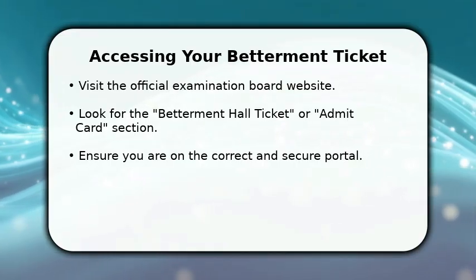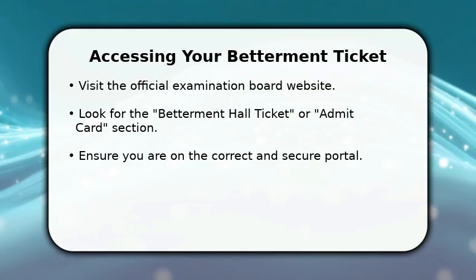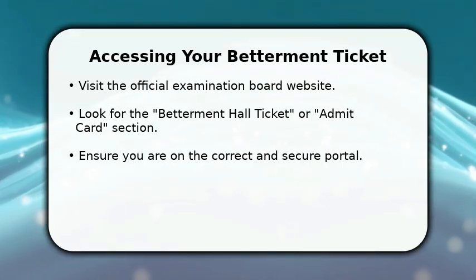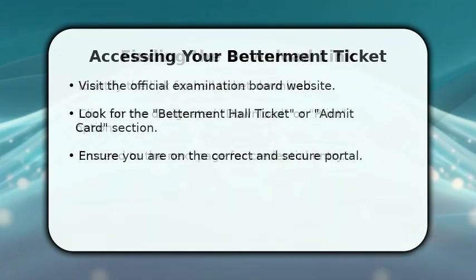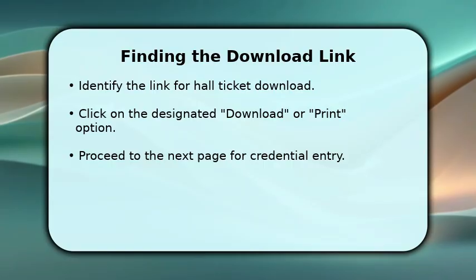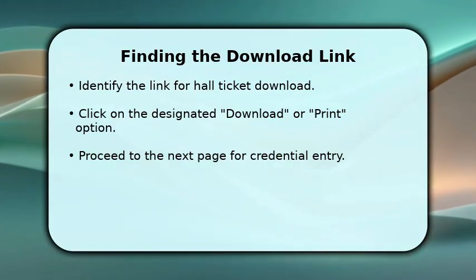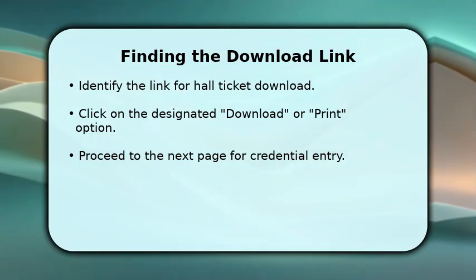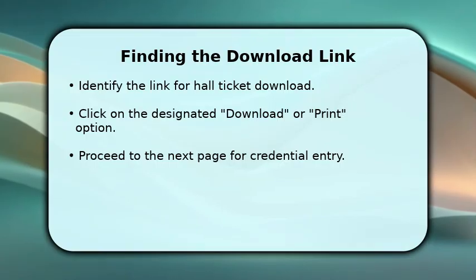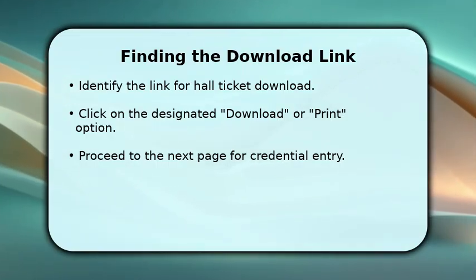It's crucial to confirm you are on the authentic and secure site to protect your personal information. This initial step sets the foundation for a smooth process. After reaching the correct section, your next step is to identify the specific link for downloading your hall ticket. This link is often clearly labeled, perhaps as Betterment Hall Ticket Download or Admit Card link.